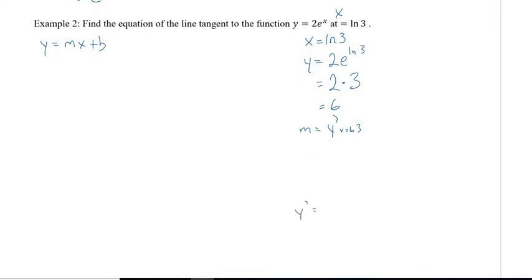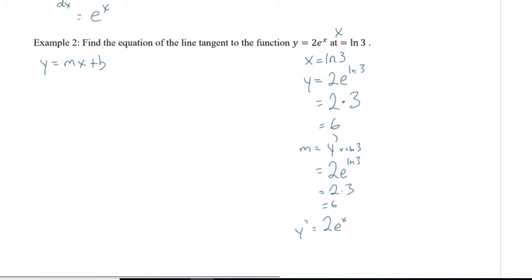If the original function was 2e to the x, the constant multiple rule still applies. So we leave the constant multiple the same, and then we differentiate the other part of our function. Since the derivative of e to the x is e to the x, it stays the same. So in this case, the derivative is 2e to the x, or 2e to the natural log of 3. So again, that's going to be 2 times 3, or 6.